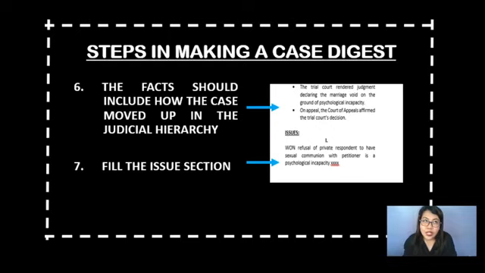So, now that you are still beginning your first year in law school, hindi nyo pa masyadong alam yung judicial hierarchy of courts, but you will learn that later on. So, sa example nito ni Chiming Choi, ano yung nakalagay dito sa example ko? The trial court rendered judgment declaring the marriage void on the ground of psychological incapacity. On appeal, the Court of Appeals affirmed the trial court's decision.